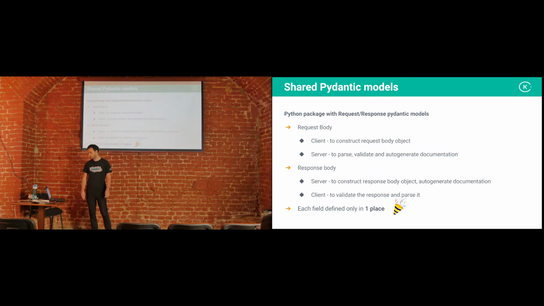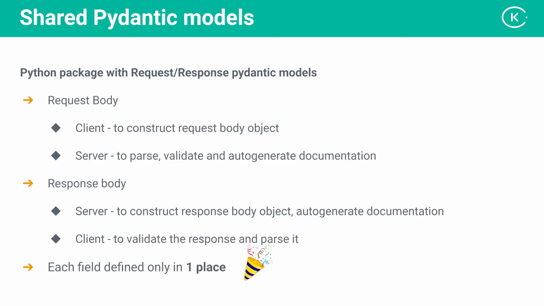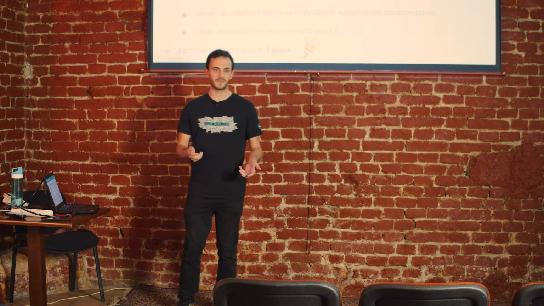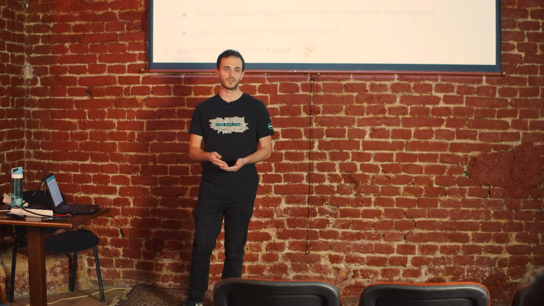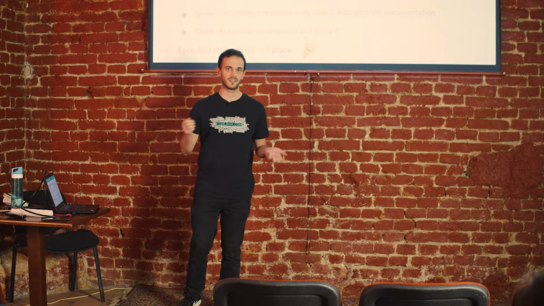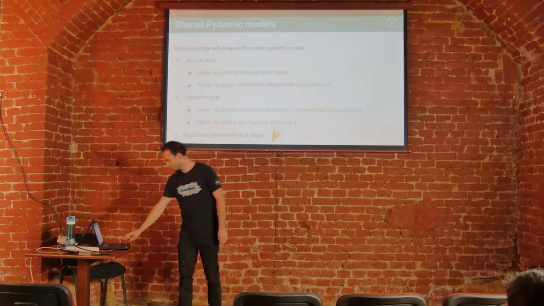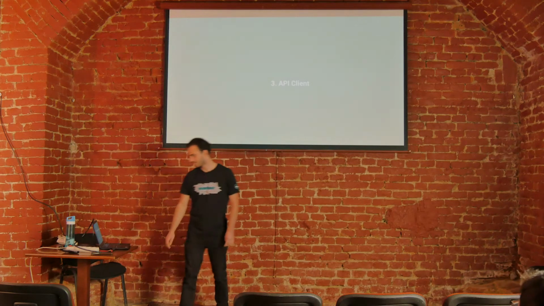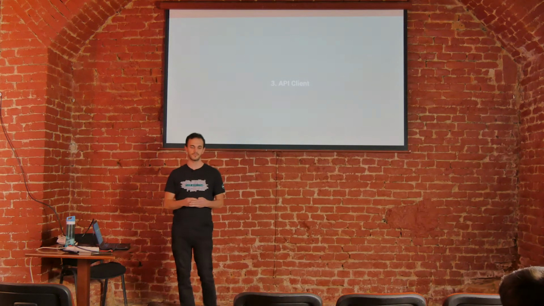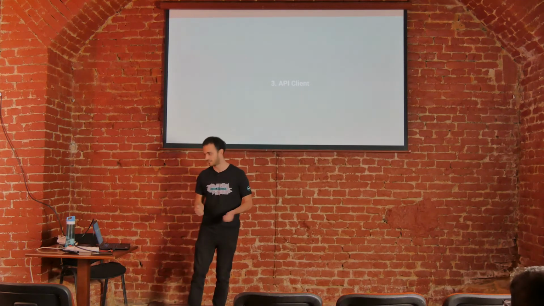For the response body, on the server side, you construct the response body object and auto-generate the documentation, and on the client side, you validate the response and parse it. So for each field, it holds that it's defined in one place. So if you would like to add, change, or remove something, you need to touch only one place. So it's a huge improvement from the 4 and 4 counts. So now we have defined all the models as Pydantic objects, and they are shared with all the services.